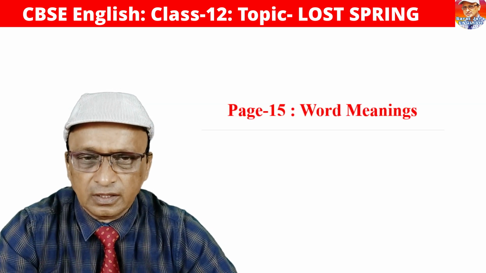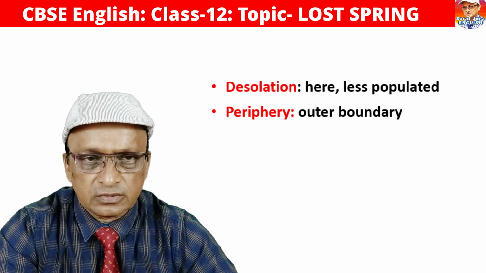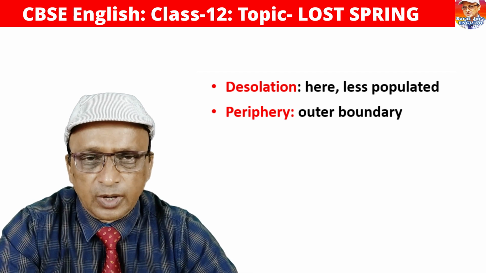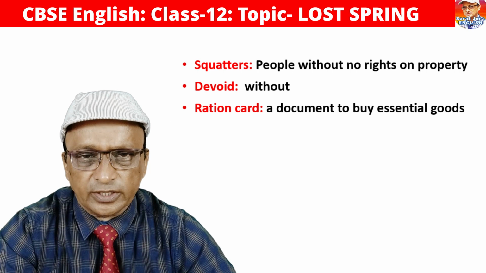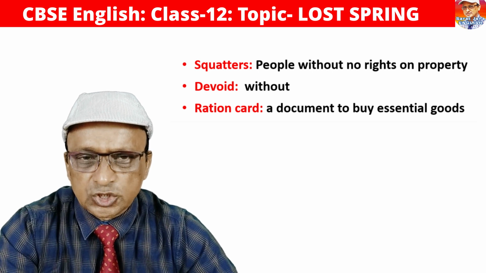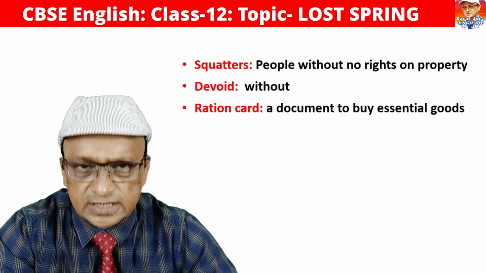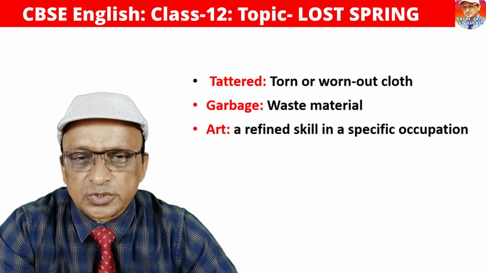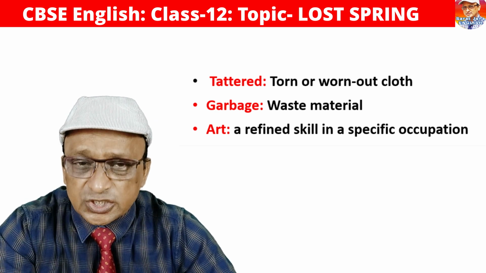In page number 15, here are a few words, meanings of which you should know. Desolation, here, means less populated. Periphery, outside the boundary. Squatters, people without legal rights on property. Devoid, without. Ration card is a document that enables the purchase of essential goods at subsidized rates. Tattered means torn or worn out. Garbage means waste material or discarded items. Art is a refined skill.